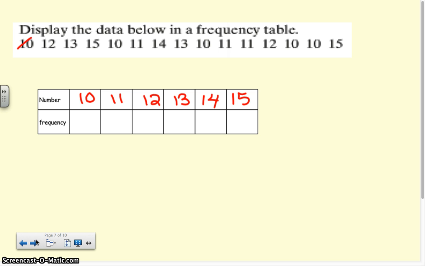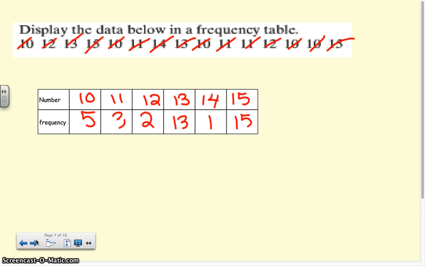Tens, I have 1, 2, 3, 4 tens. 11s, I have 1, 2, 3 11s. Uh-oh, I see I missed a 10. There's another 10 here. That's why I use a pencil. This is 5. 12s, I have 1, 2 12s. 13s, I have 1, 2 13s. 14s, 1, and 15s, I have 2.